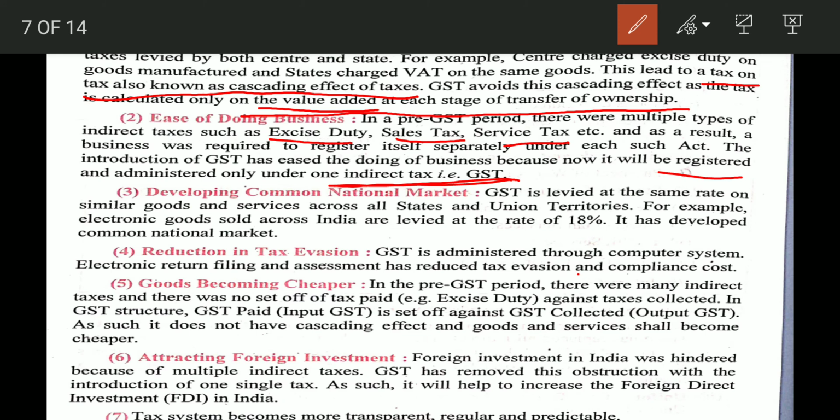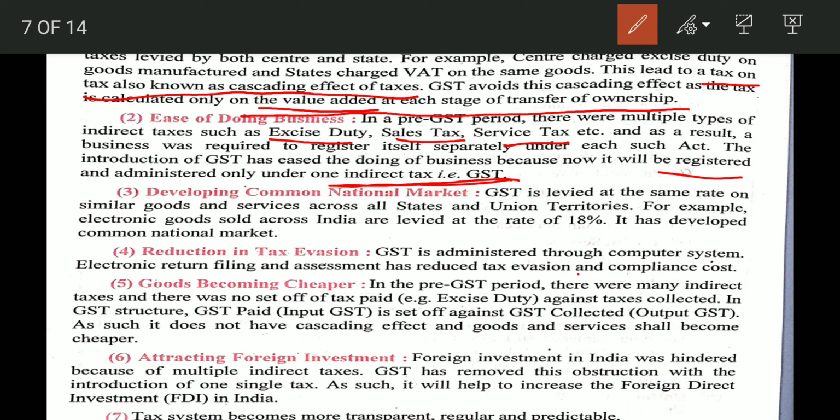It has developed a common national market. So GST is not different in different states or different union territories. All across India, we have got same slab or same rate of GST. Wherever you purchase the electronic goods, the GST will be same.